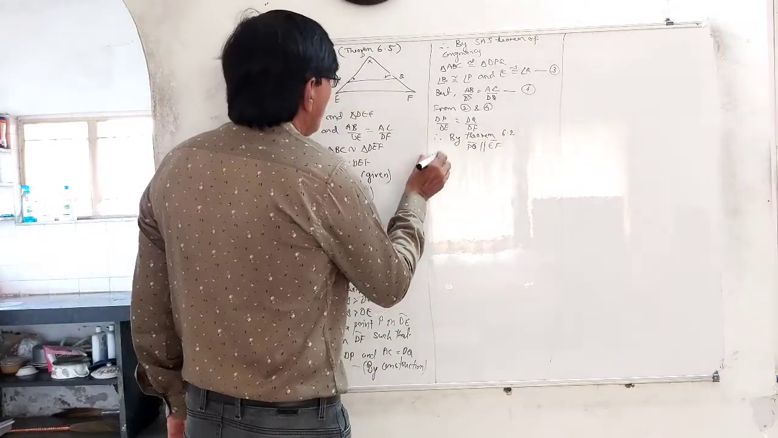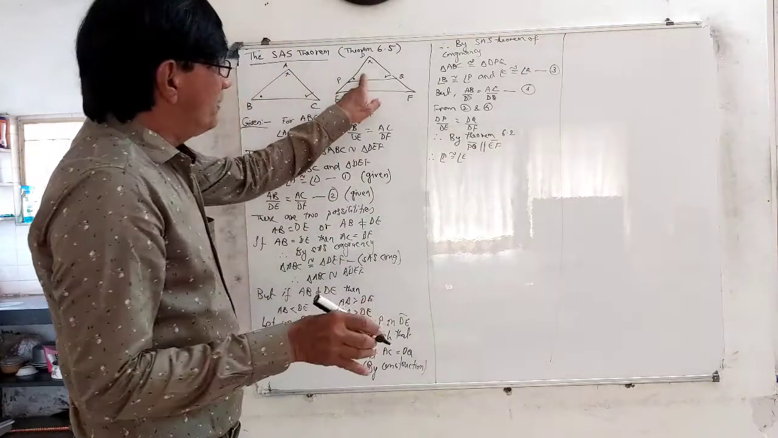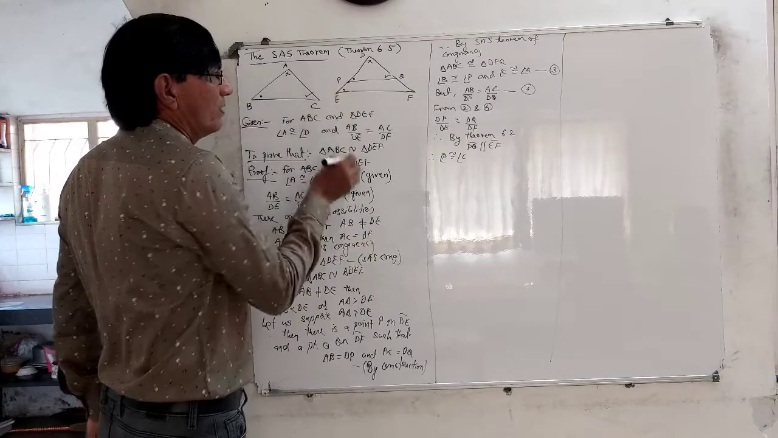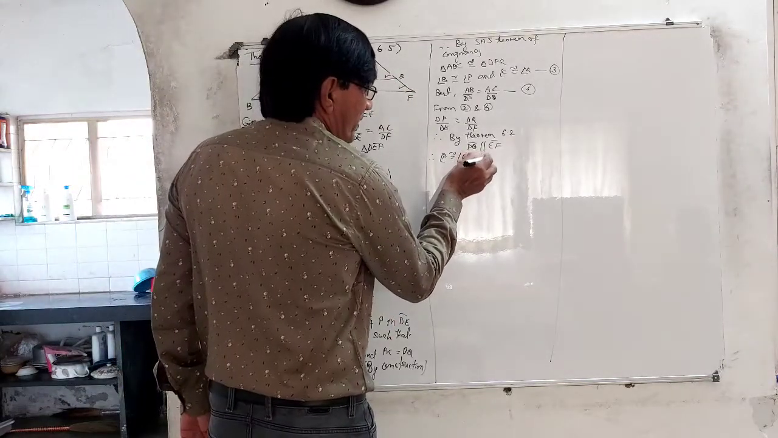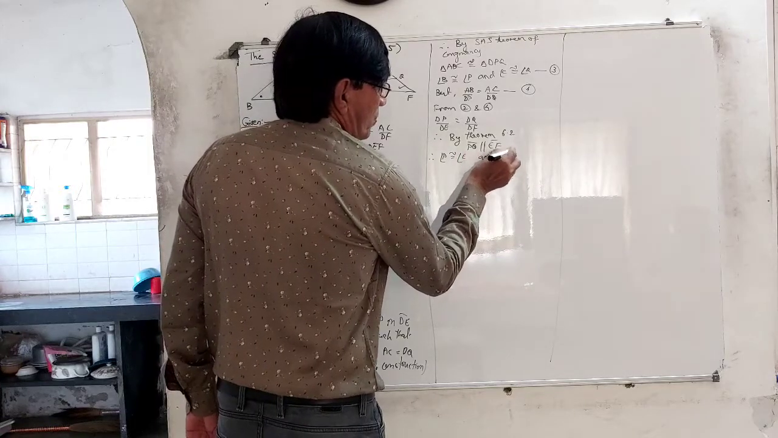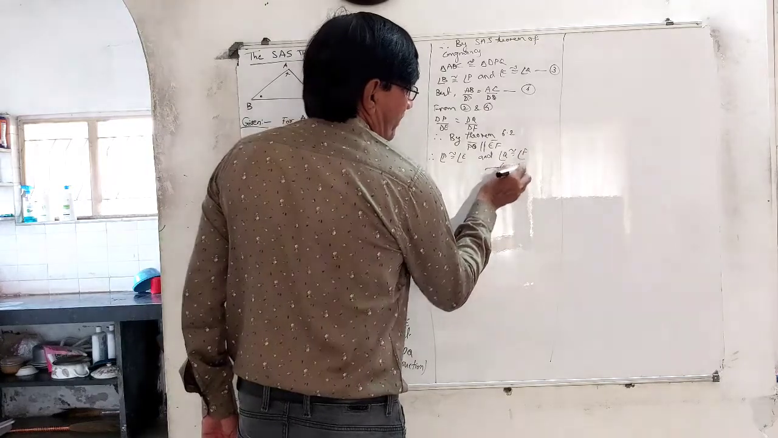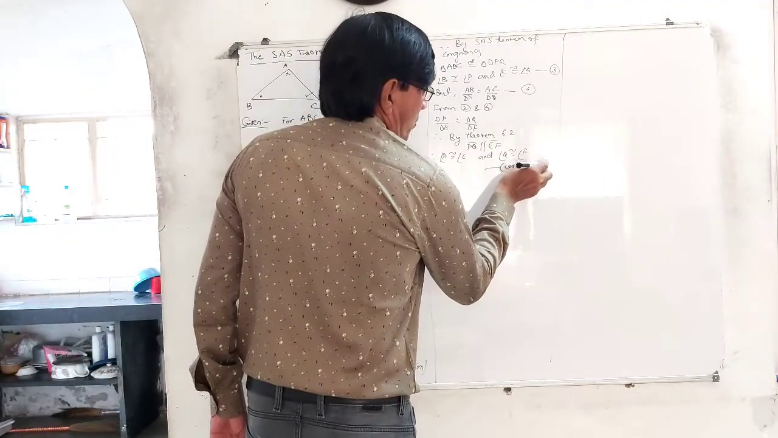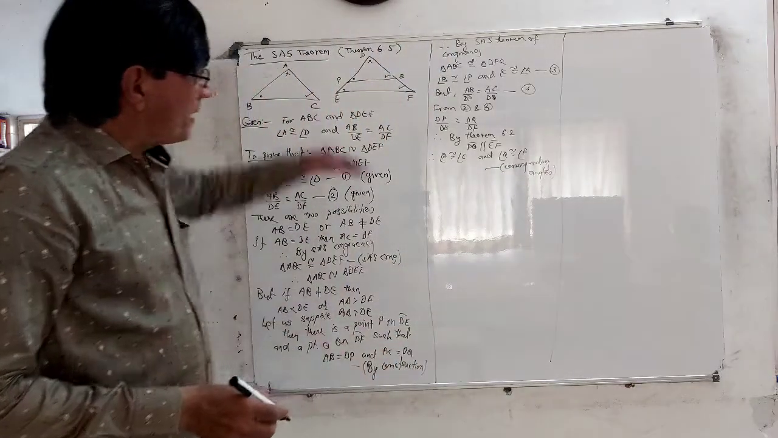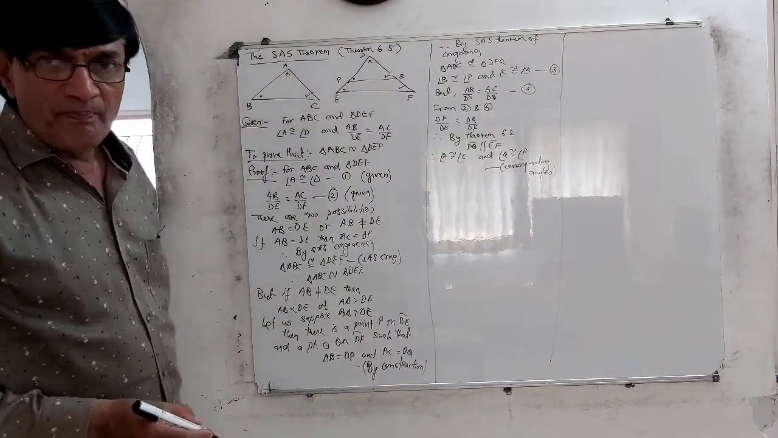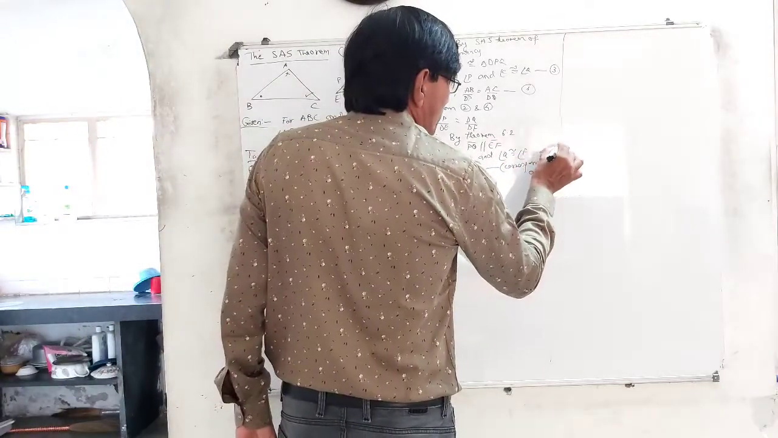Therefore, angle P is congruent to angle E, and angle Q is congruent to angle F. Why? Because they are corresponding angles. Remember, when two parallel lines are intersected by a transversal, pairs of corresponding angles are equal. Let this be result number 5.